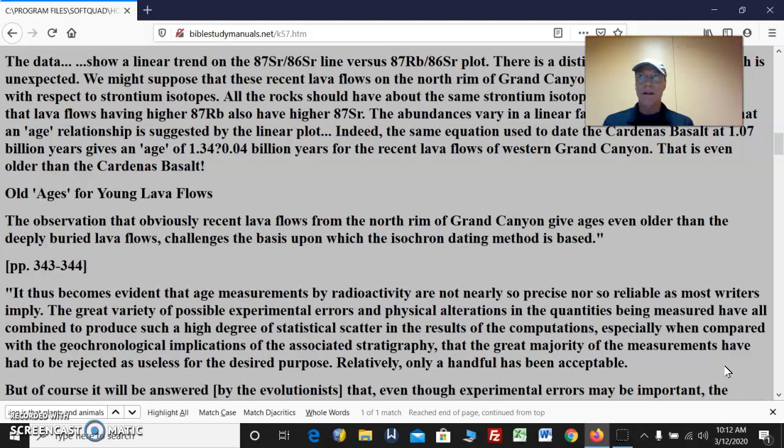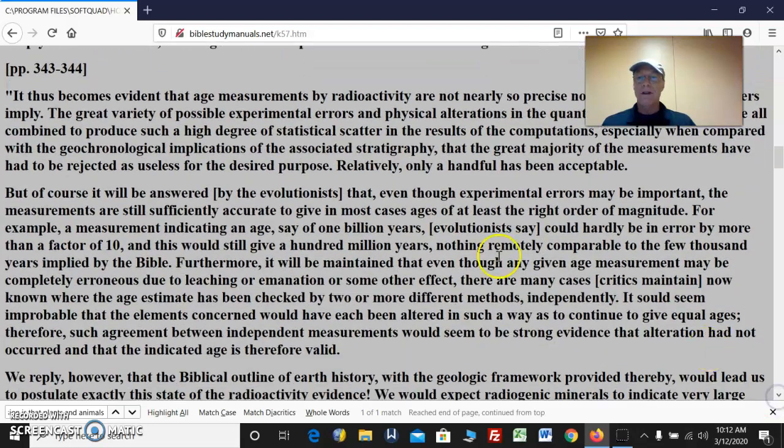I don't know what happens with the bottom of the canyon. It's supposed to be billions of years older than the top, and the top is billions of years older than the bottom. Wow.